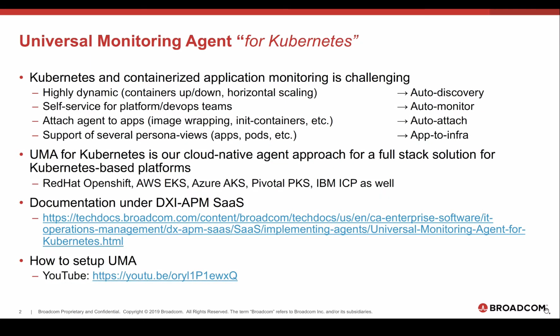UMA provides auto discovery, auto attach, auto monitoring, and support of several persona views out of the box. It will auto-discover the containers in the Kubernetes cluster, auto-attach agent configuration to apps running in those containers, and automatically start monitoring them. UMA is our cloud-native agent approach for a full-stack solution for Kubernetes platforms like Red Hat OpenShift, AWS EKS, Azure AKS, and so on.